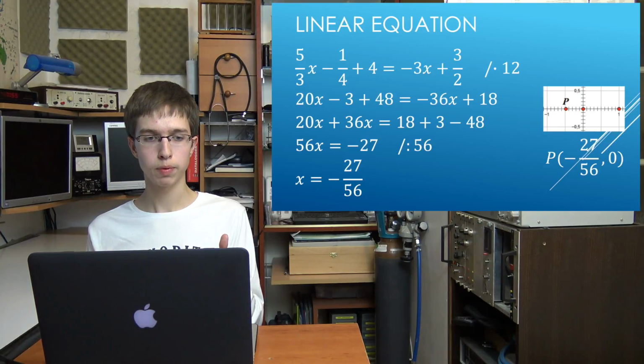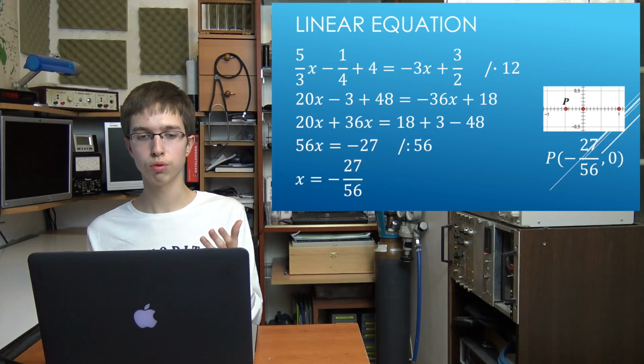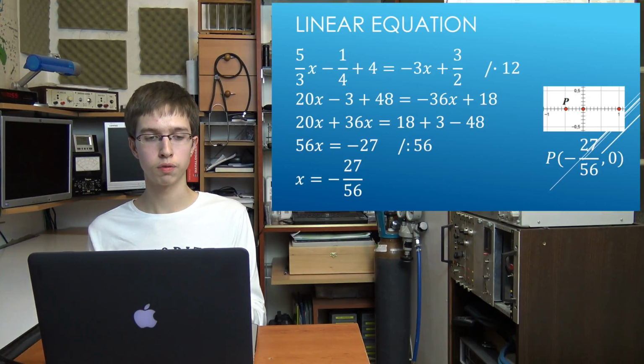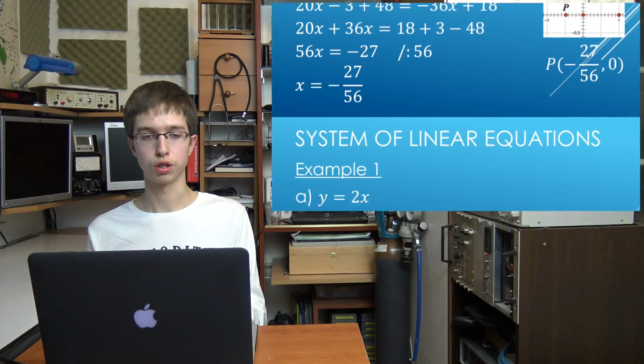The second step is to get all these fractions not to be fractions anymore, so to get all integers in equations. Therefore, we have to find least common denominator of these denominators 3, 4, 1 and 2, which is 12. So now we have to multiply the whole equation by 12, and the next steps are similar to those as in the first example. And again we have this point P as representation of this linear equation solution.